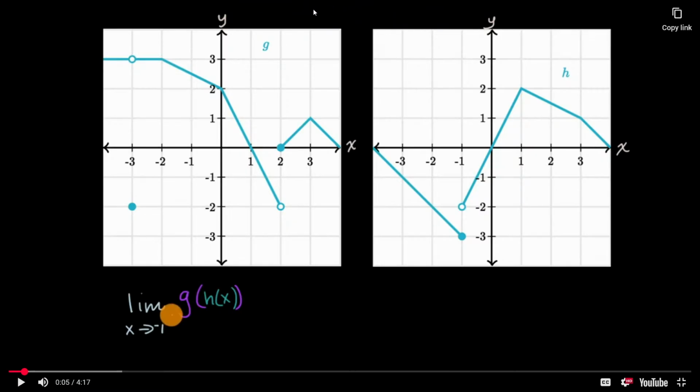Dude, I'm not looking forward to this thing being on the computer. Why are they making math exams on the computer? It's so stupid.